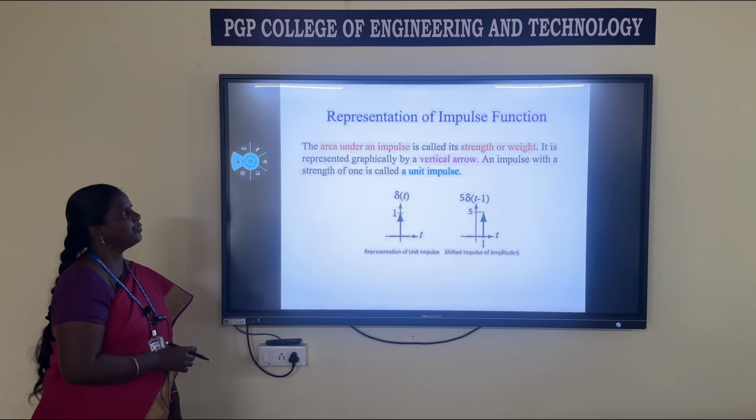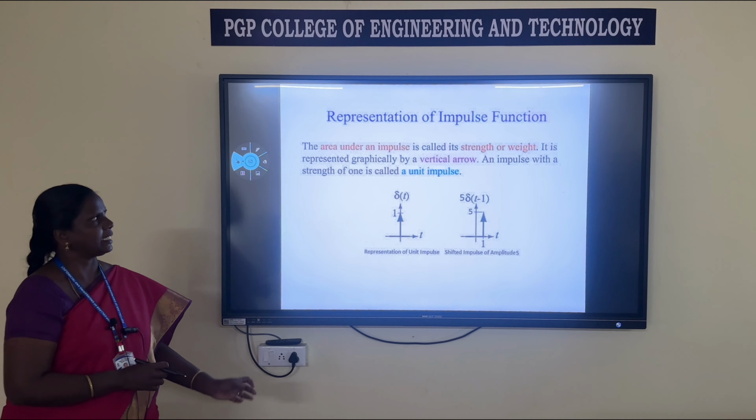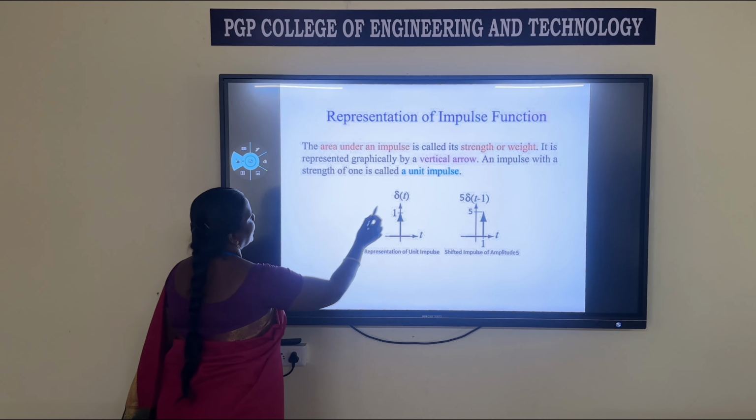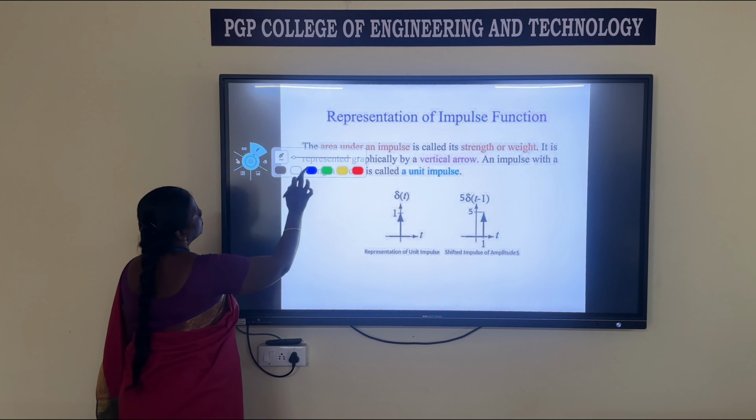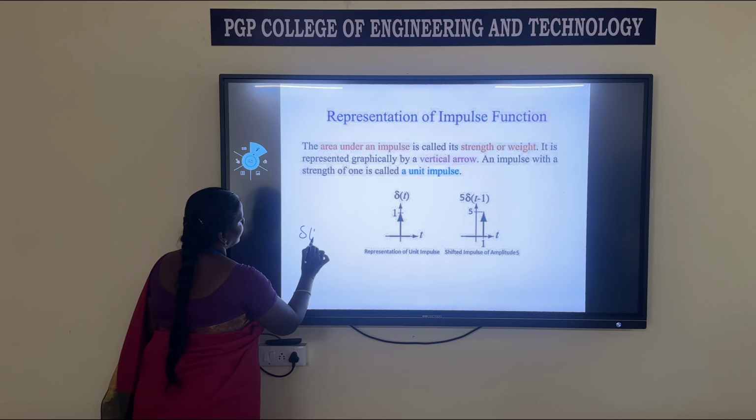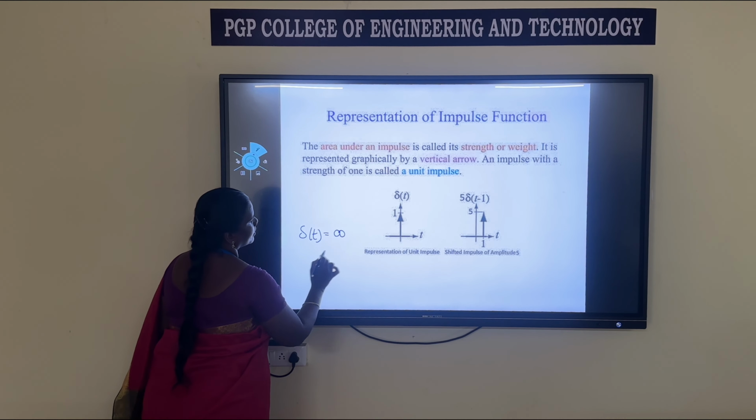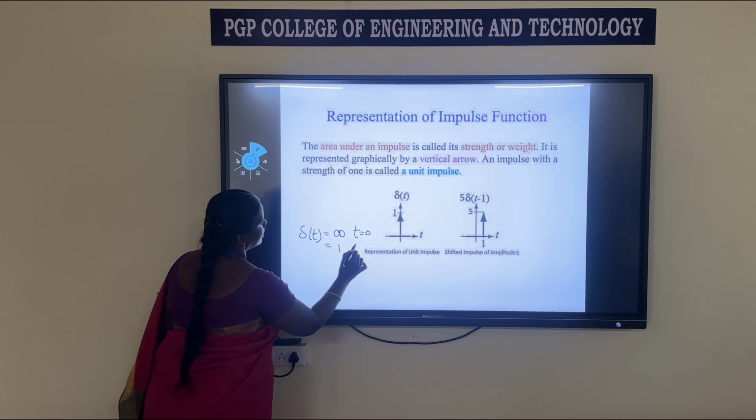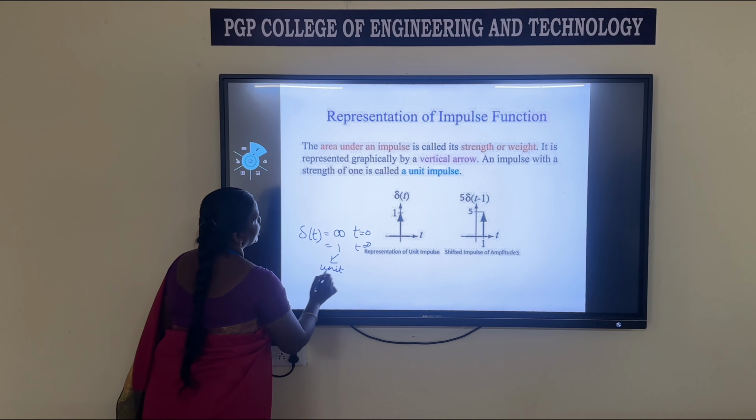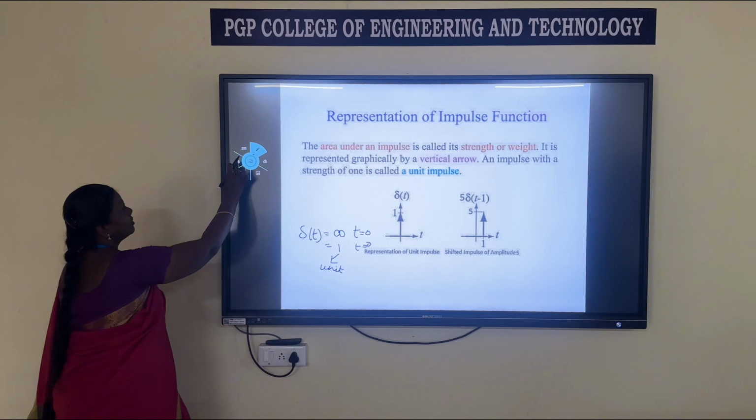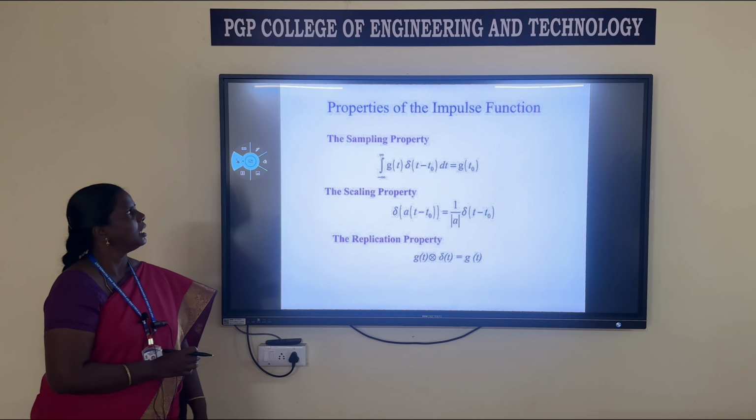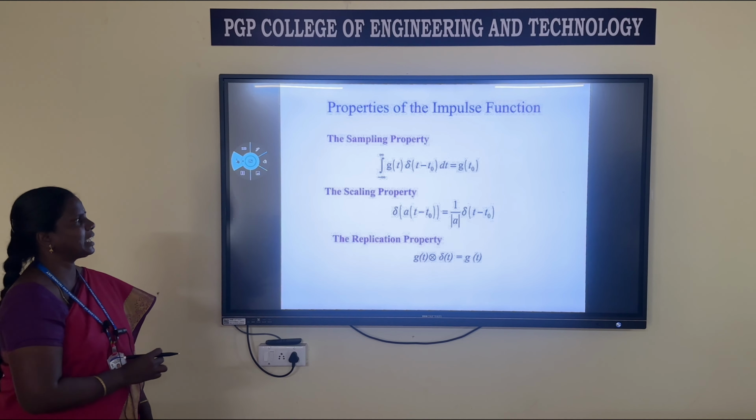So the representation of the impulse function. When the area under the impulse is 1, it is called the unit impulse function, and it can be represented as del of t. Generally the unit impulse function del of t is equal to infinity when t is equal to 0, and its area is 1. This is called the unit impulse function. Some of the properties of the impulse function are the sampling property, scaling property, and replication property.